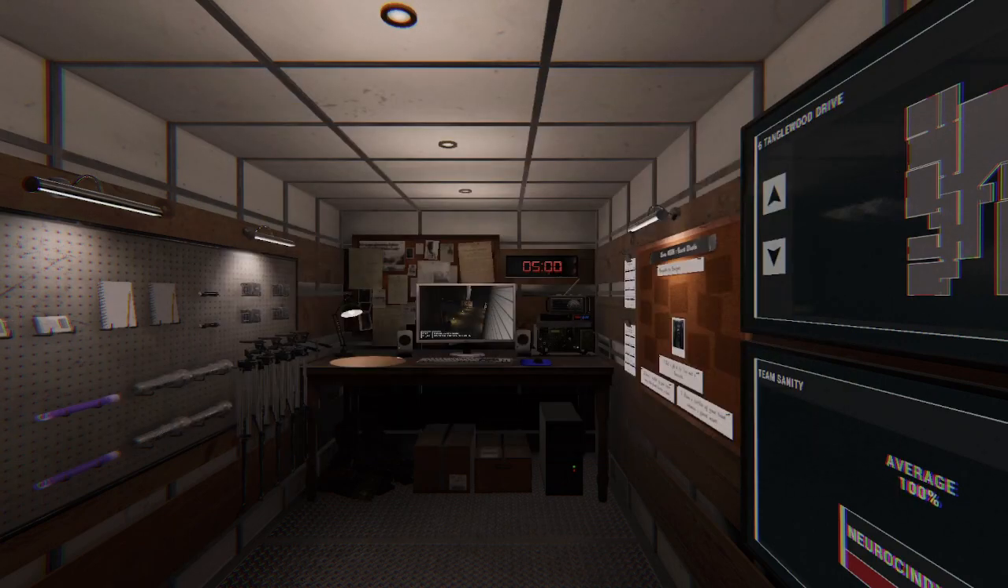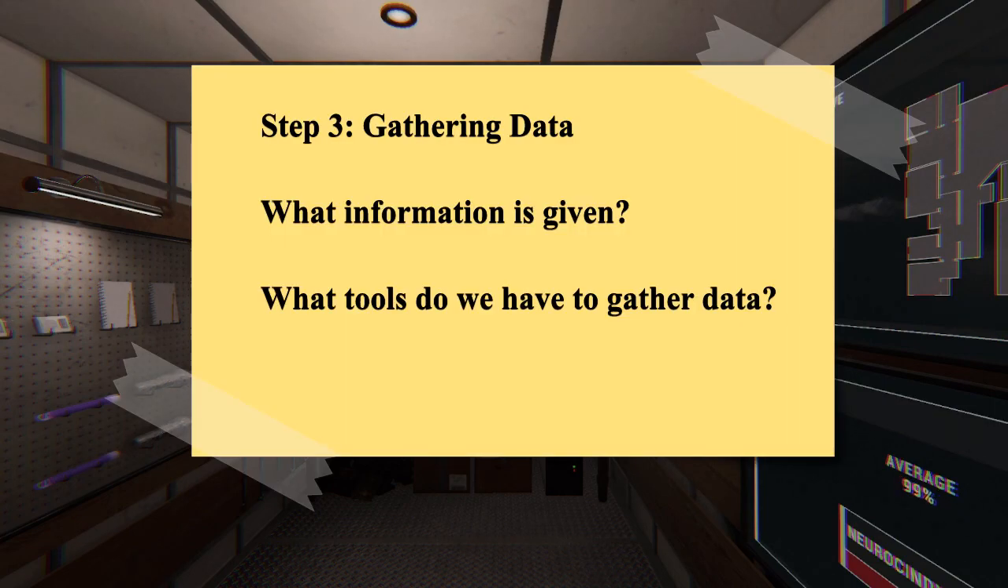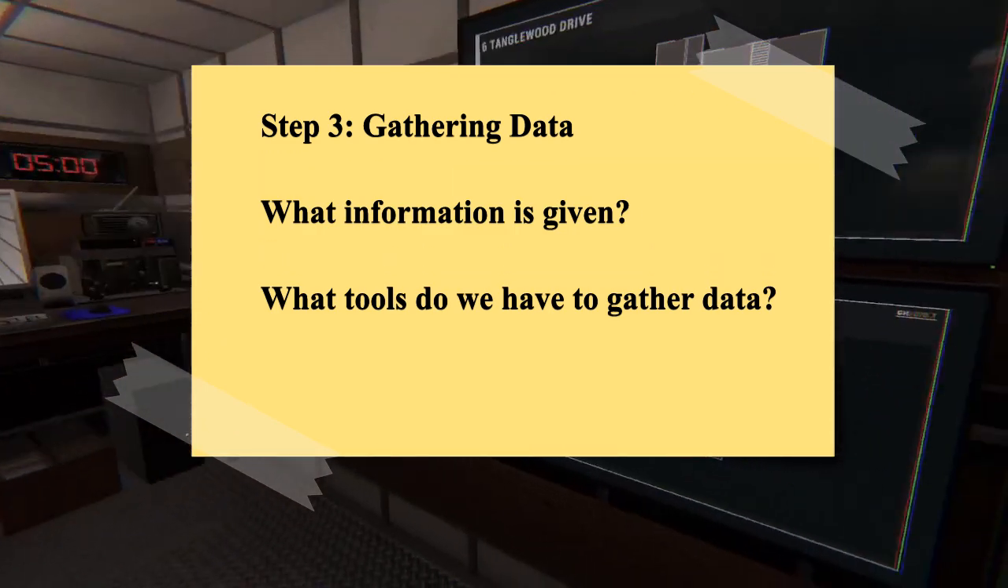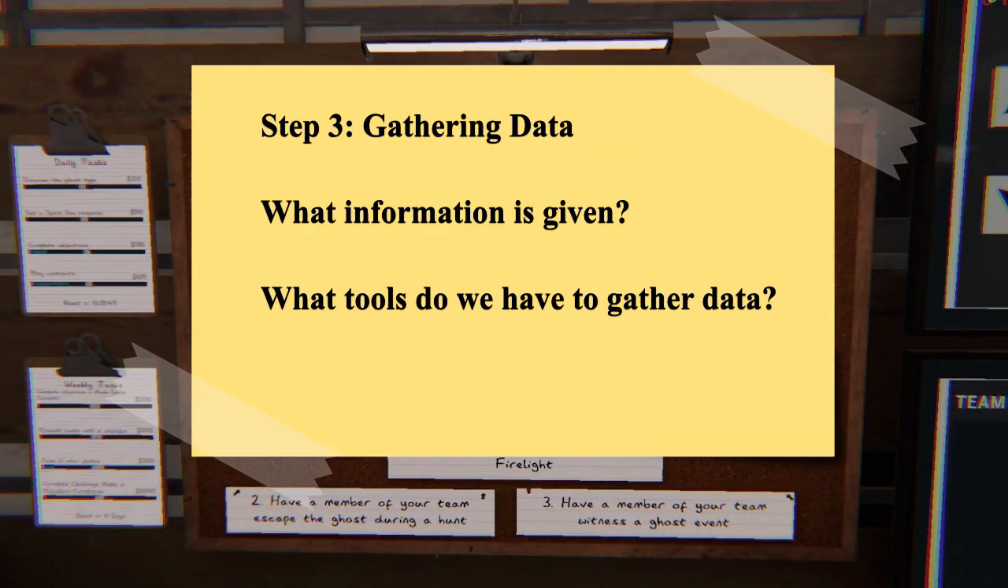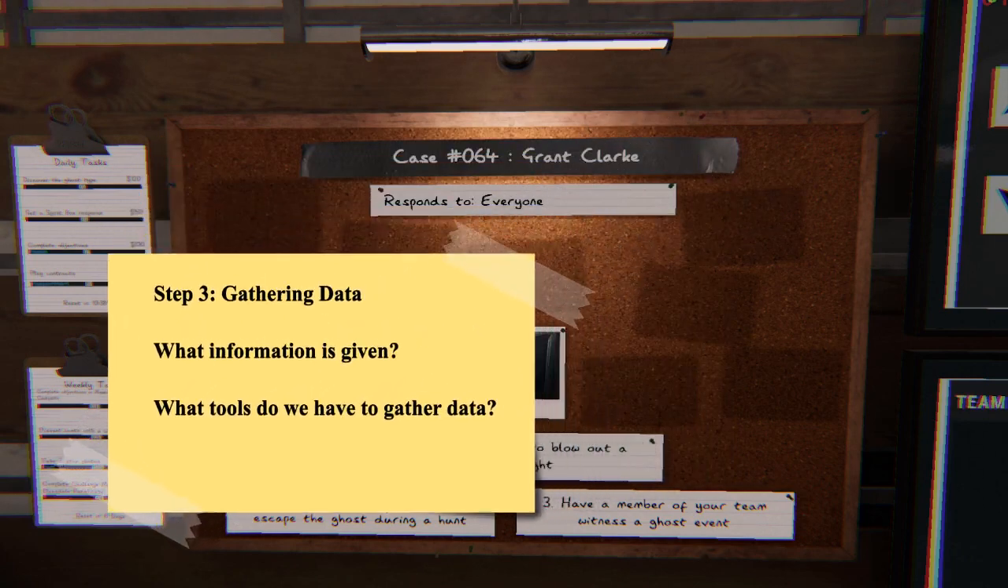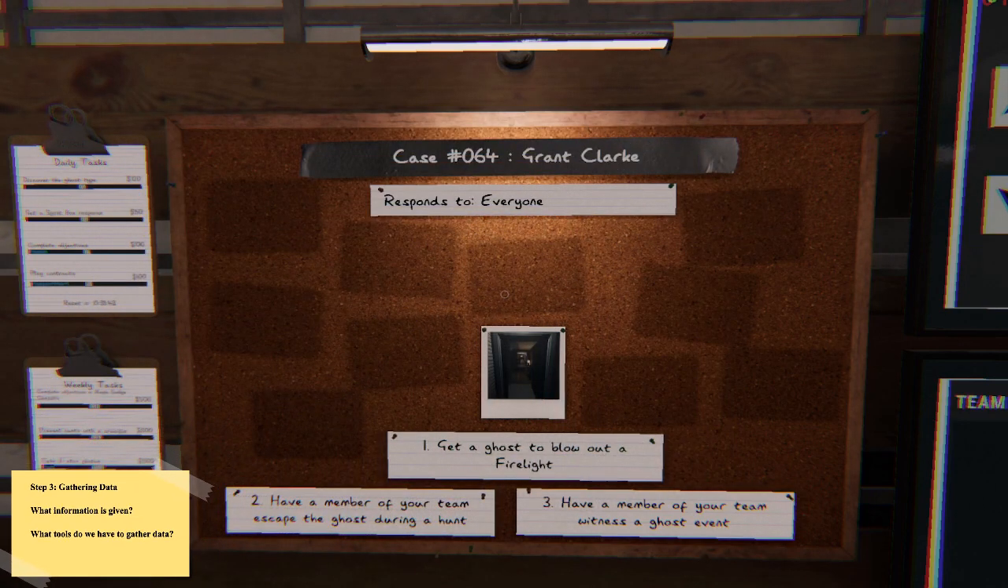But we need to work on gathering data. So let's take a look at what we have in our truck and how we can get ready. So the first thing is it gives us some information.